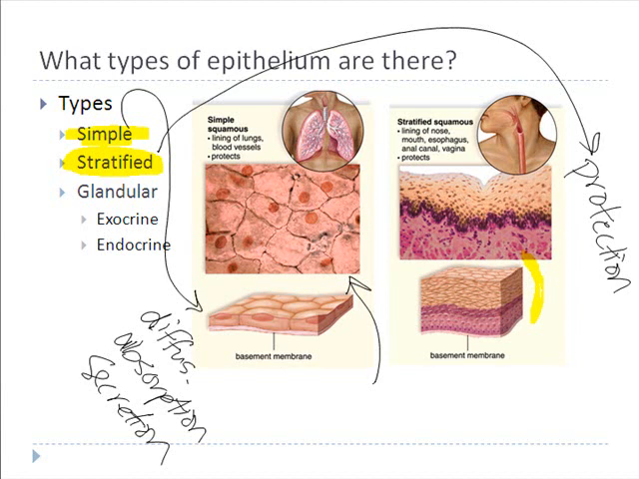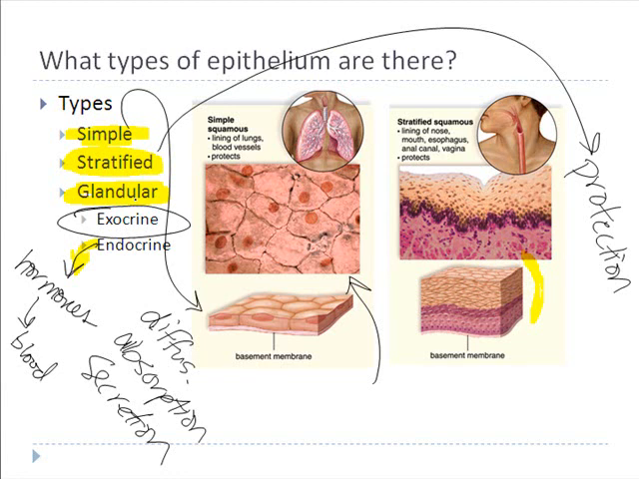There's also another type of epithelial tissue called glandular epithelial tissue, and as the name implies, this is epithelial tissue associated with glands, such as sweat glands, for example. There are two main classes of glandular tissue. There's exocrine glandular tissue and endocrine glandular tissue. Endocrine glandular tissue is any tissue that manufactures hormones, and those hormones are secreted into the surrounding area, and eventually they enter into the blood.